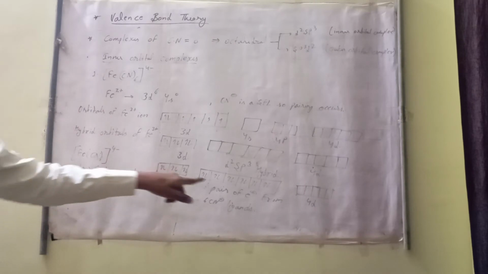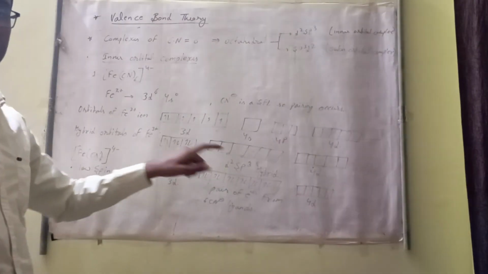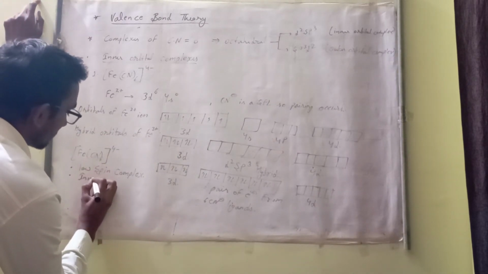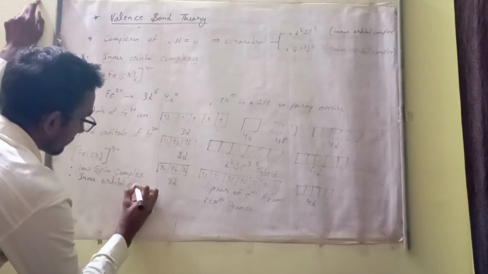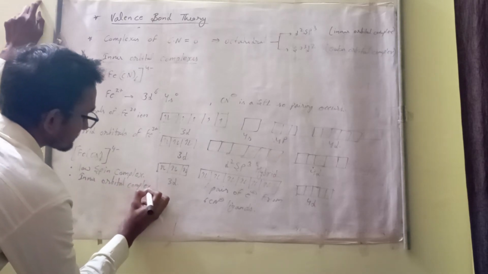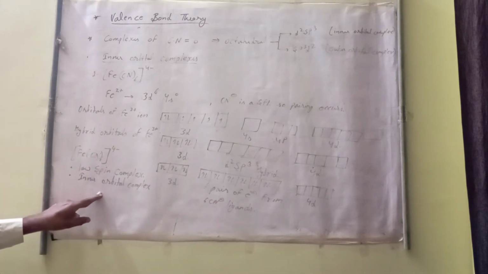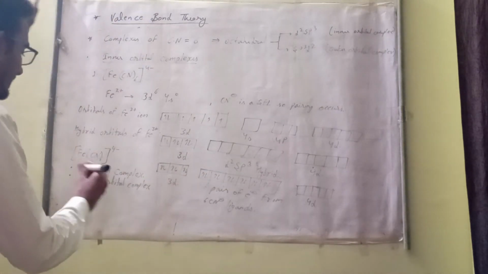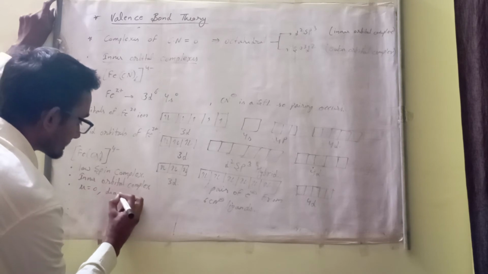Low spin complex and spin paired: outer orbital or inner orbital? We observe that it is an inner orbital complex. And in this case, is it paramagnetic or diamagnetic? Diamagnetic. Mu is equal to 0, diamagnetic.